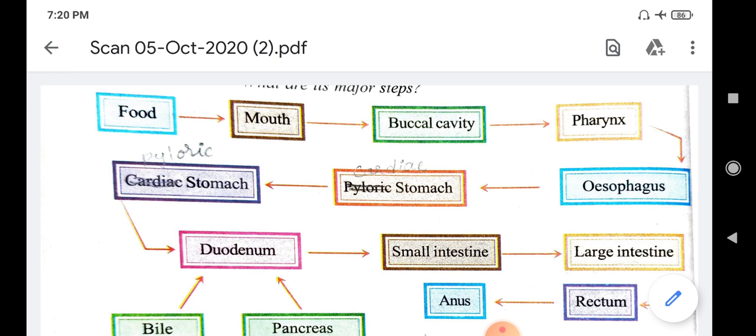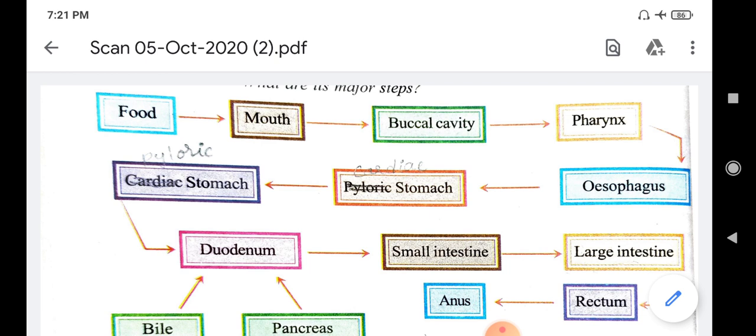Okay, from the pharynx it enters into the esophagus, nothing but the food pipe, and from the esophagus it enters into the cardiac stomach. The first part of the stomach is called the cardiac stomach. You can see it clearly, pyloric has been struck out and cardiac is the answer. And from the cardiac stomach it enters into the pyloric stomach, which is the second part of the stomach, and from there it enters into the duodenum.